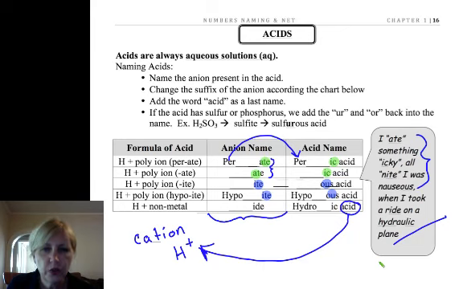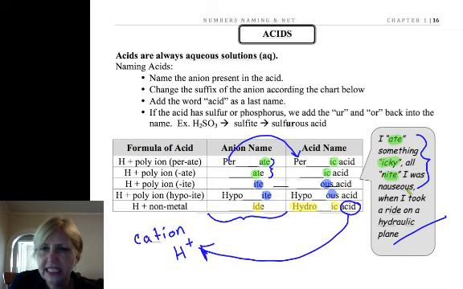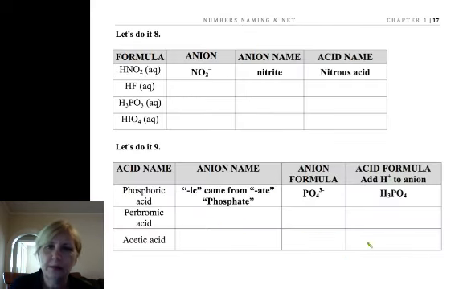And then our final rule is ide. This is the time we are actually adding a prefix. Remember I said we didn't change prefixes, but we might add one. This is the only time you add the prefix hydro and then change ide to ic. So the phrase is: I ate something icky, ate goes to ic, all night, ite, I was nauseous, because I took a ride on a hydroic plane. Okay, so hopefully that helps.